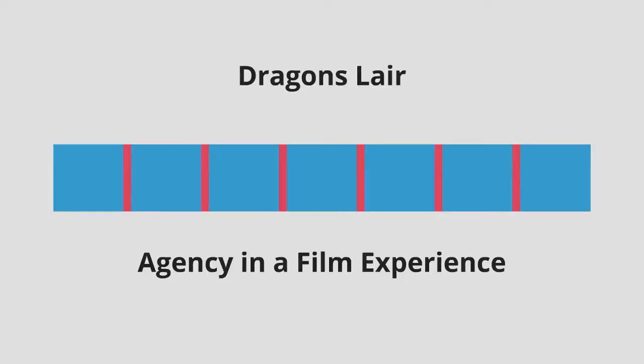So if you want to think about passivity versus agency, in Dragon's Lair as a linear experience, you have these large chunks of film, essentially, with little slices of interactivity. And you don't do much. If the screen blinks and you hit the right button, the story continues, or else Dirk will die many hundreds of horrible animated deaths.